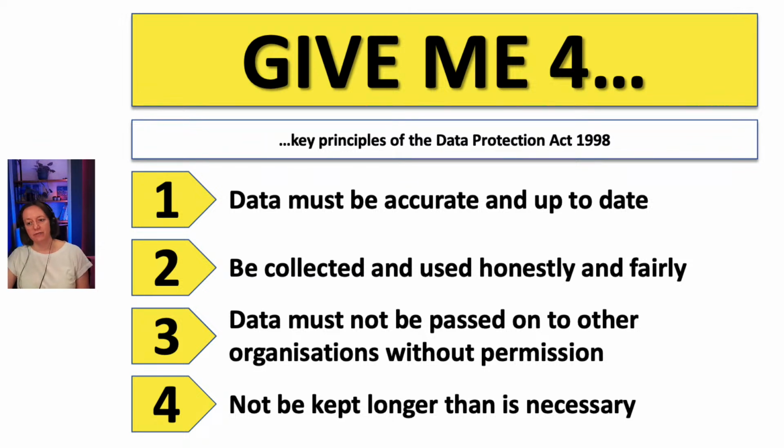We have to use their information honestly and fairly because we need our patients to trust us. We shouldn't pass on their information without their permission or consent because that's unlawful. Also, it's morally questionable as well. And then we shouldn't keep information longer than is necessary because that can be seen as a breach of someone's rights. Okay, so think about how you can link these principles to health and social care examples.